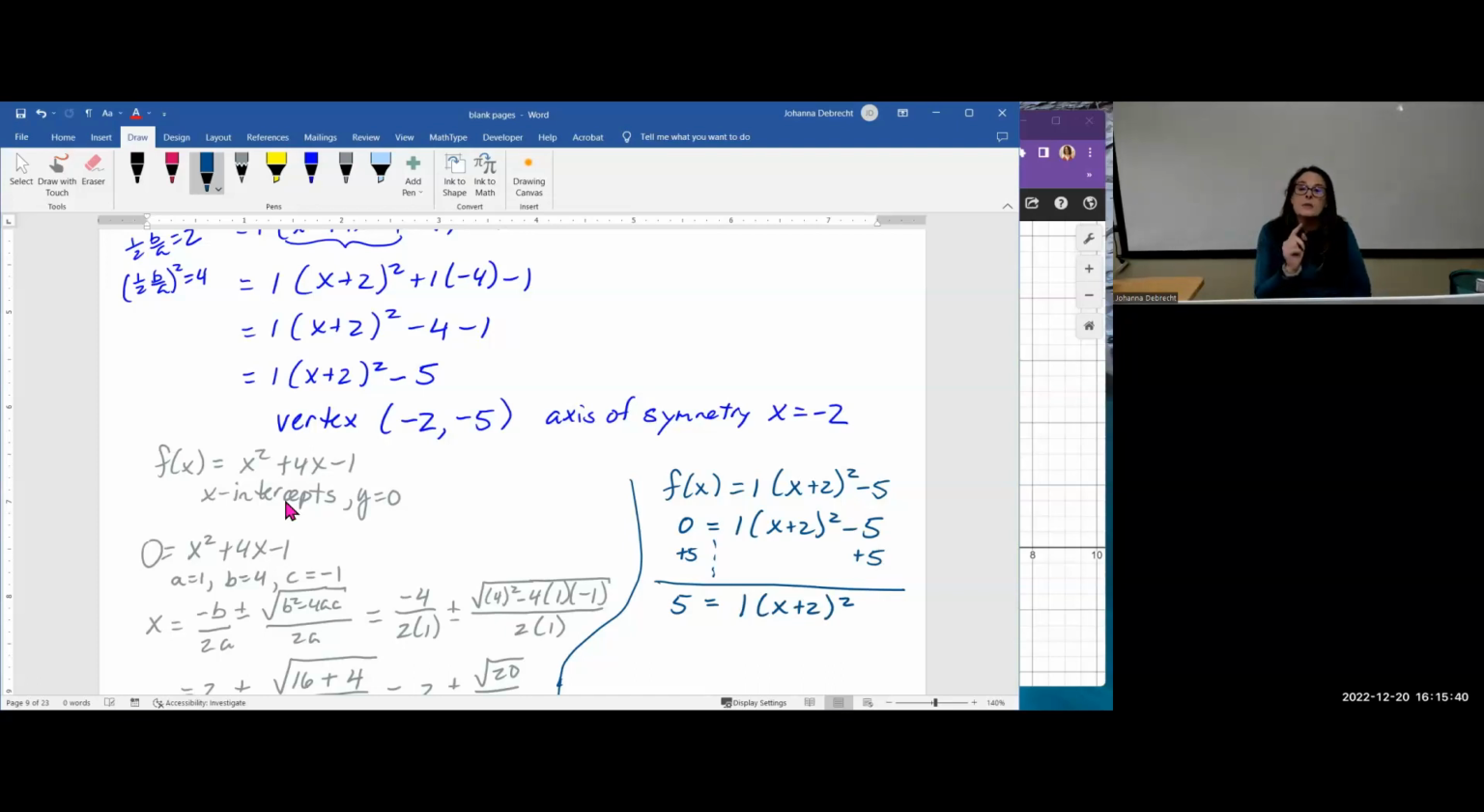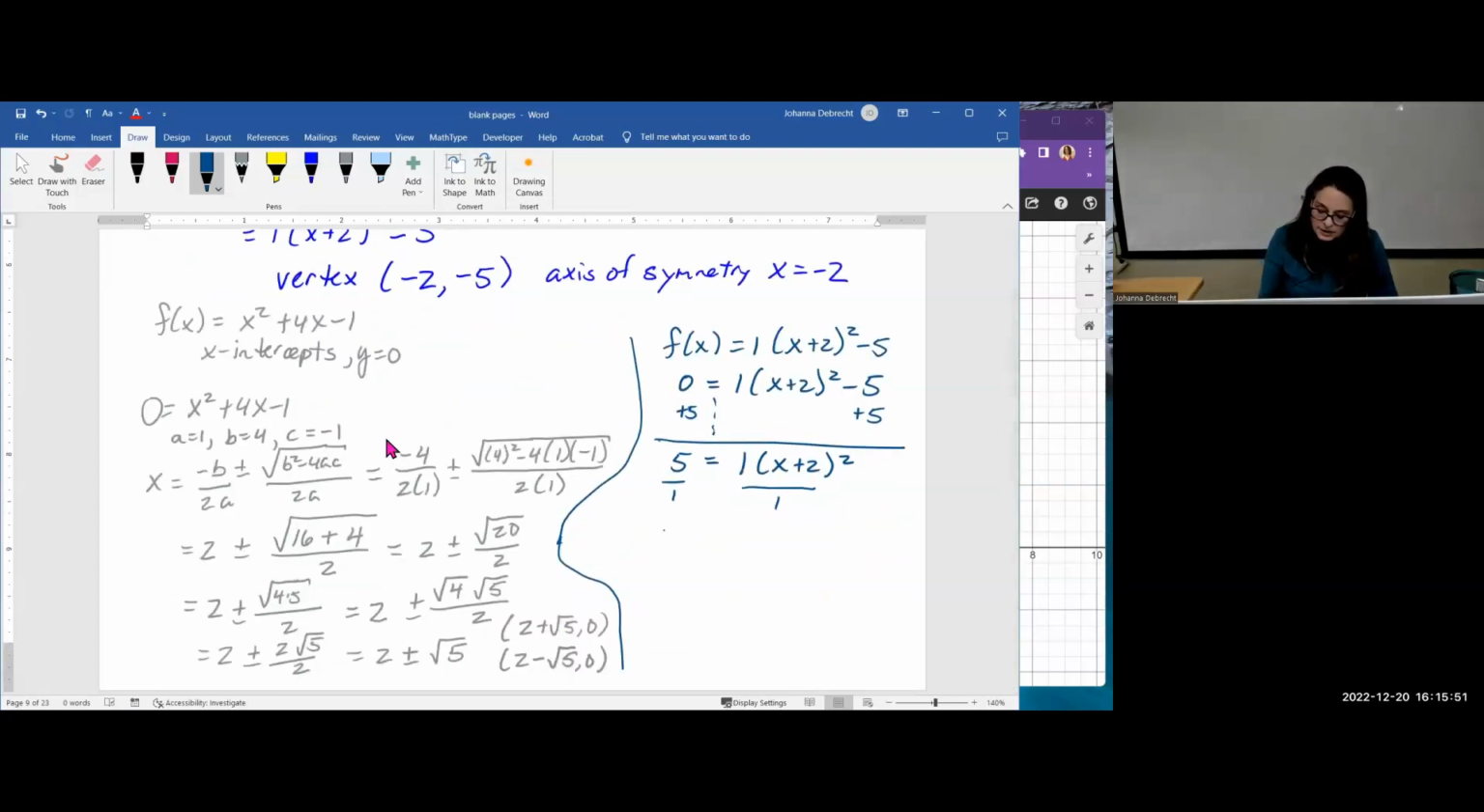Now, the next thing I would do would be to move a if a were not a 1. So the next thing I would do would be to divide both sides by the 1 to, quote, move it to the other side. But I don't really need to do that because 1 times anything doesn't change it. So now I've isolated the binomial square. So now what I have is something squared is 5. So I want to undo that by taking the square root of both sides, and that will give me a plus or minus. So this is going to give me plus or minus the square root of 5 equal to the square root of x plus 2 quantity squared.